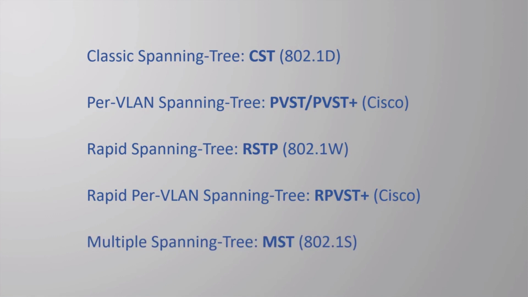And finally, the rest of the industry caught up and created Multiple Spanning Tree, or 802.1S. MST is quick, like RSTP, but it handles VLANs better. In fact, it handles VLANs a little better than PVST and RPVST, as it considers groups of VLANs when creating spanning tree topologies, rather than considering each VLAN individually. This approach puts less strain on the switch and its resources.